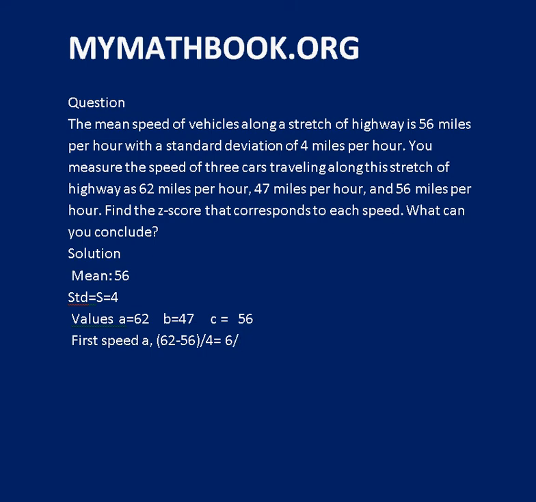So our final answer is going to be 3/2, which you could also write as 1.5. So that's going to be our z-score for the very first speed. You could go ahead and write z-score equals 6/4, which is 1.5.